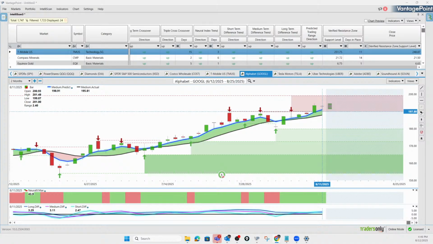So with Google, we can see that not only do we have a bullish crossover here, but we also have a bullish neural index. And then our predictive differences are also trending up and staying pretty strong as well. With that, we also factor in our predictive trading candle. So that's 4 points of confirmation right there that we already have as a potential bullish sentiment from this individual asset.